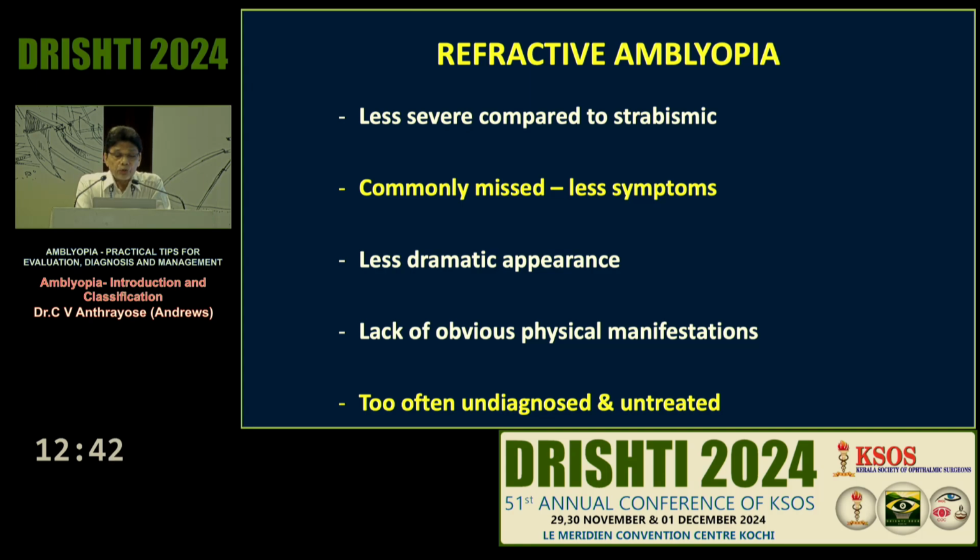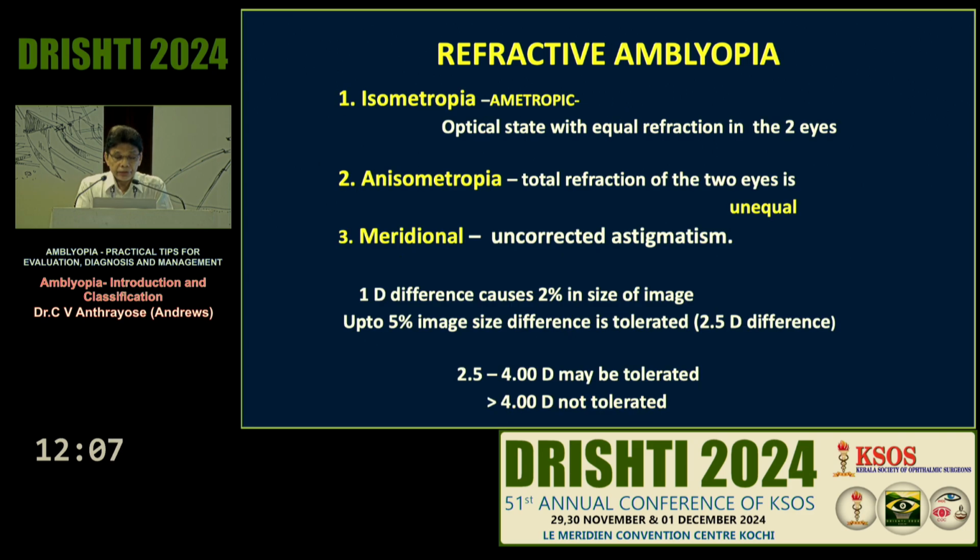Now I come to the second topic, that is amblyopia due to refractive error. It is less common compared to strabismus, the first important cause. And it is commonly missed because there are fewer symptoms, so the parents may not be aware of the refractive error, unlike the squint, which is manifest and parents will notice that. Because refractive error has a less dramatic appearance, with a lack of obvious physical manifestation unlike strabismus, it is too often undiagnosed and untreated.